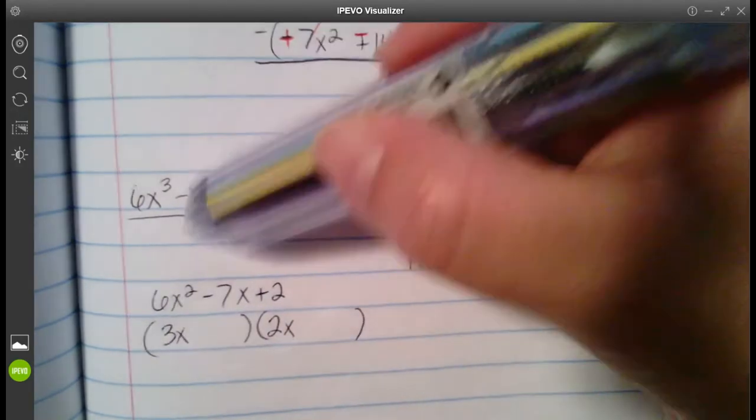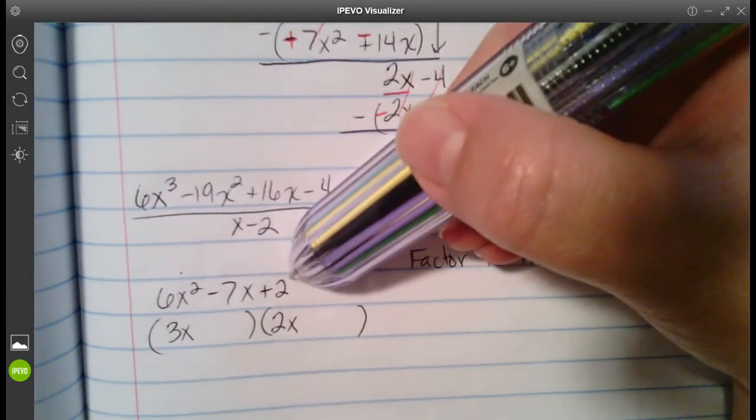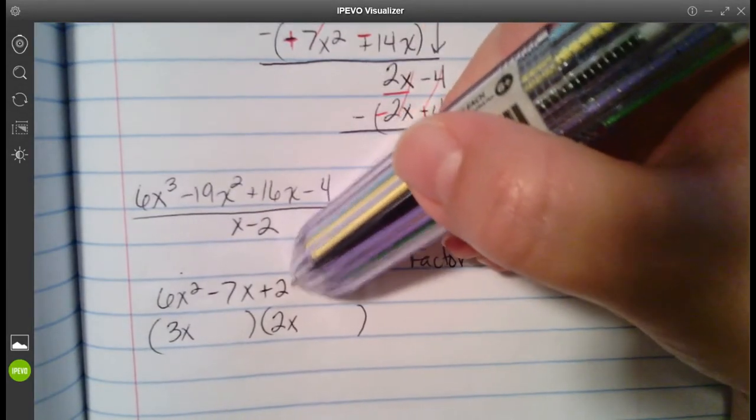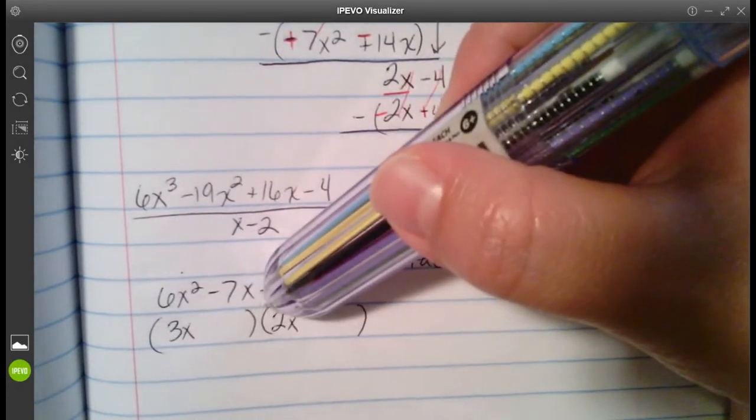Because I know that 6 has to be 2 times 3 or 6 times 1, but since my 2 only has a few factors, 2 is just 1 times 2, I'm going to go with the smaller numbers and see what works.